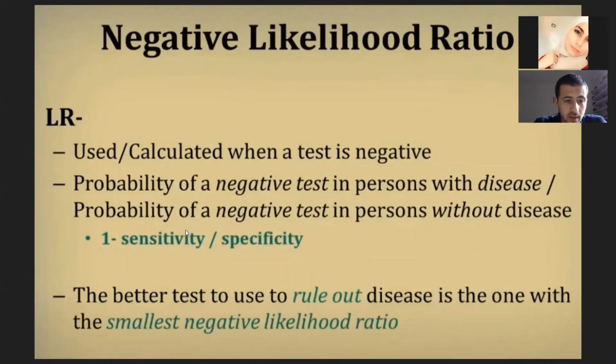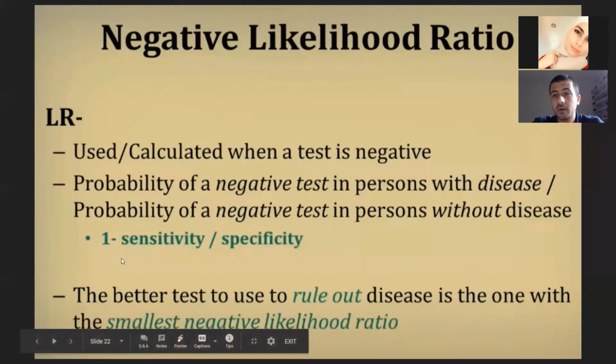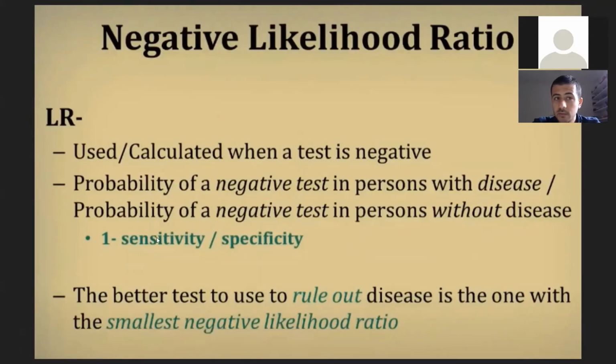Should I have a higher or a lower number for this 1 minus sensitivity? If I have a high number, then I have a low sensitivity. If I have a low number, it's a high sensitivity. Okay, I also need it to be high. Okay. And I know which one is better.